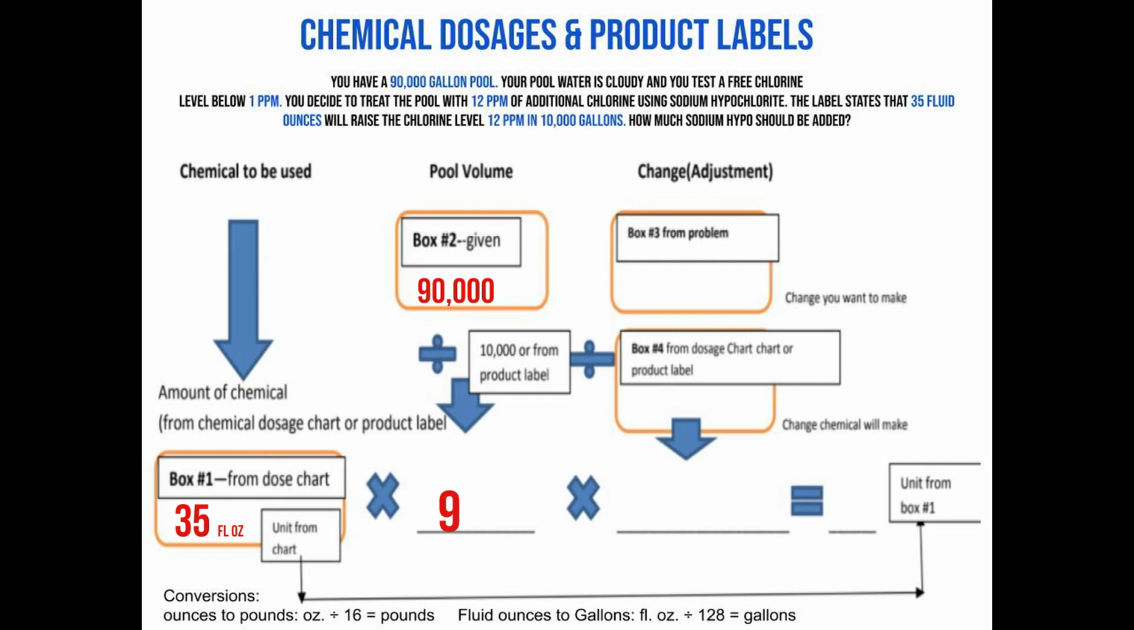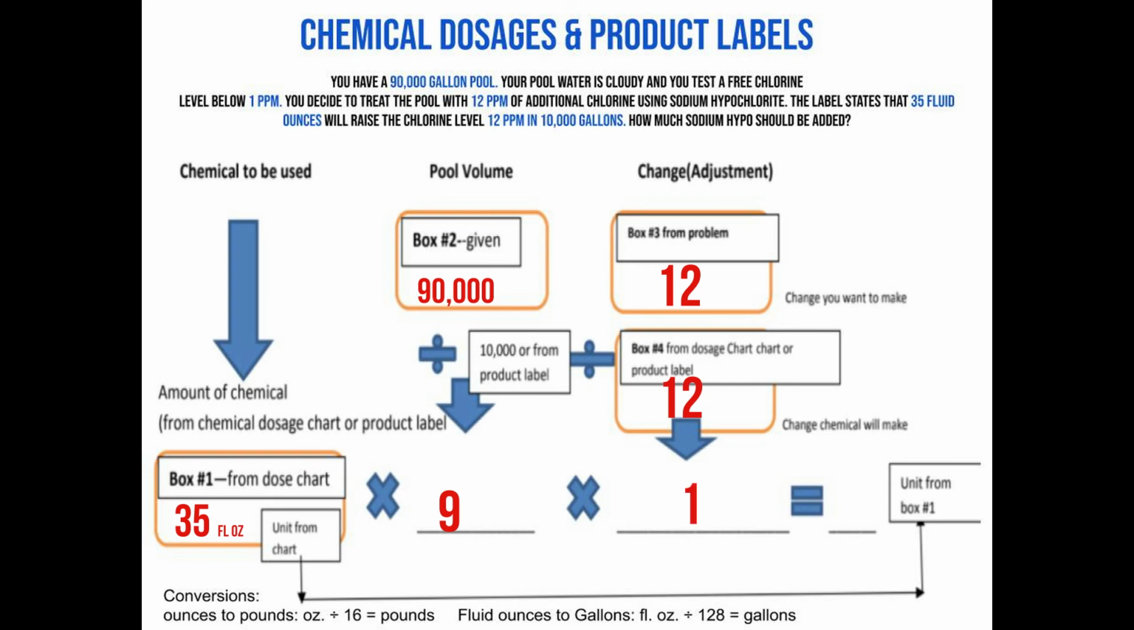Now we do have a ppm change, so we do want to fill in box 3 from the problem. We said below a 1, which we assume is a 0, and we decide to treat it with 12 ppm of additional chlorine. What is 12 minus 0? That's 12. That's our change. Now we're going to divide that by box 4, which comes from the product label. What's the ppm change in the product label? 12. What's 12 divided by 12?